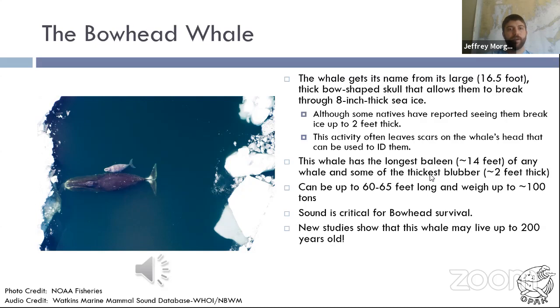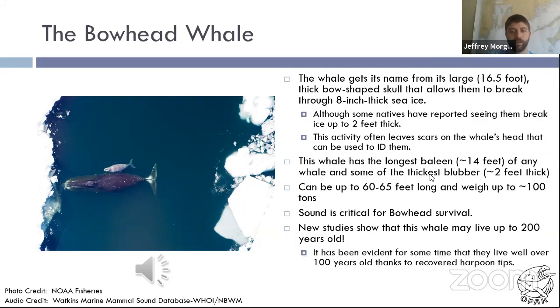It's also believed that the bowhead whale is one of the longest living whales out there. They can live up to 200 years old by some reports of some DNA sequencing, but it's been thought for a while that they can live up to well over 100 years old. And we've known this because of recovered harpoon tips and just backdating when those were in fashion.